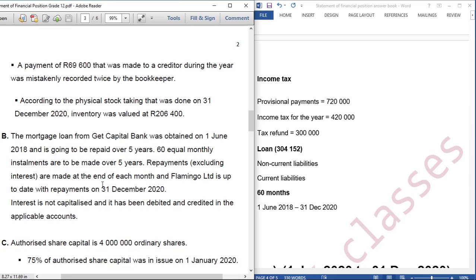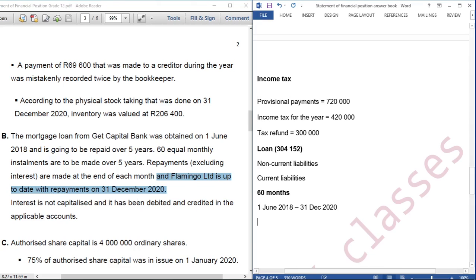and Flamingo Limited is up to date with the repayments on 31 December 2020. It means that this loan amount that we are having right here, 304,152, is what is left to be paid back as at 31 December 2020. So how many months have we paid back the loan so far? We are going to count from 1 June 2018 up to 31 December 2020. So that is very easy.